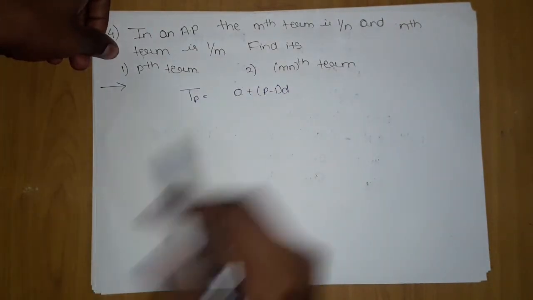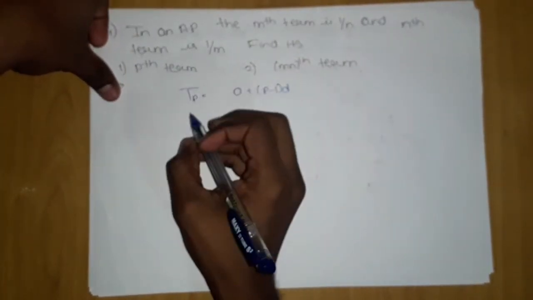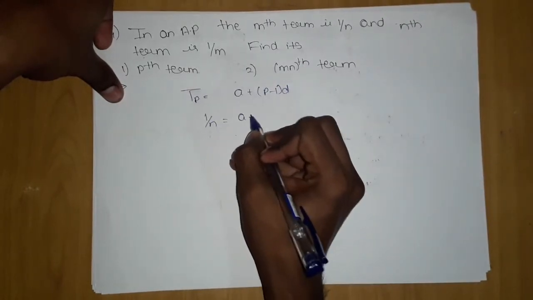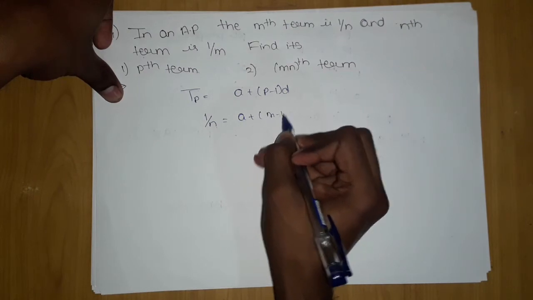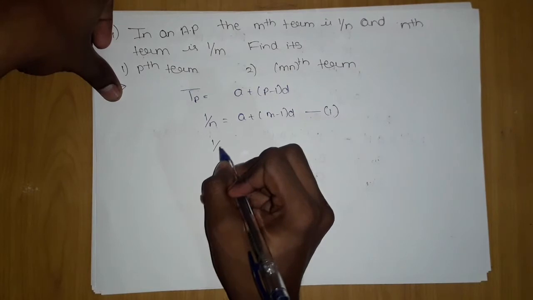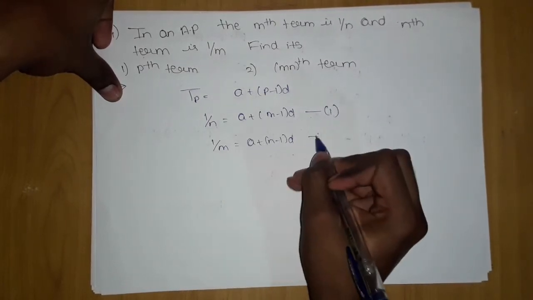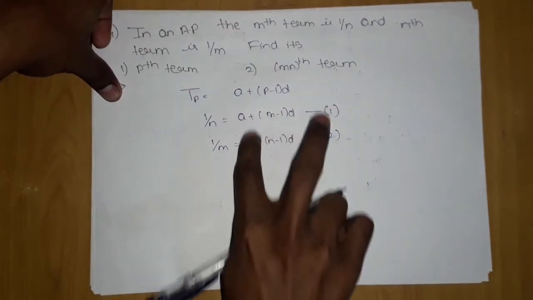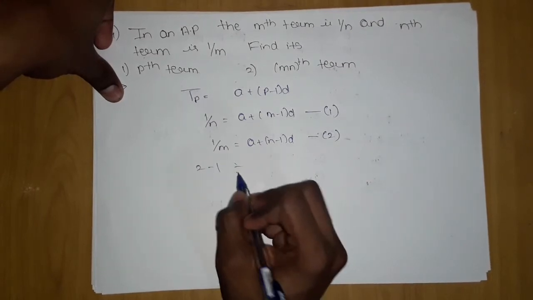And the same goes for this. Now let's understand this. The mth term, 1 by n, is equal to A plus m minus 1 into D. Let me call it 1. And 1 by m is equal to A plus n minus 1 into D. Let me call it 2. Now we want to find these two values, and these two are equal. If I subtract, our job will be done. So 2 minus 1, if we do, what do we get?